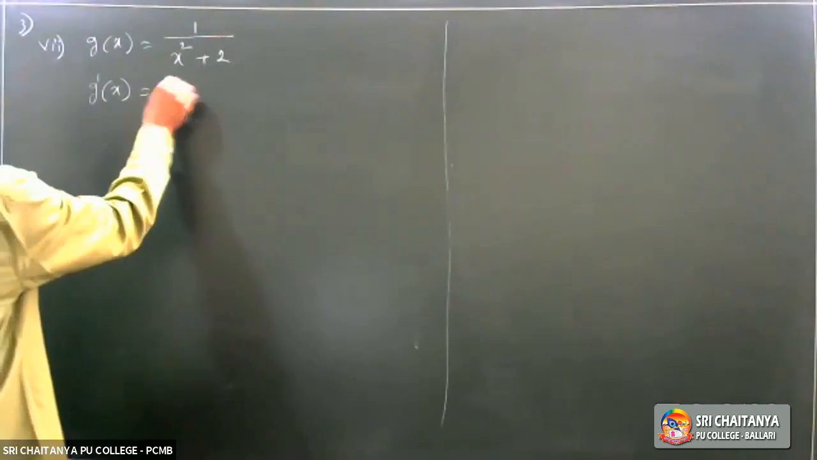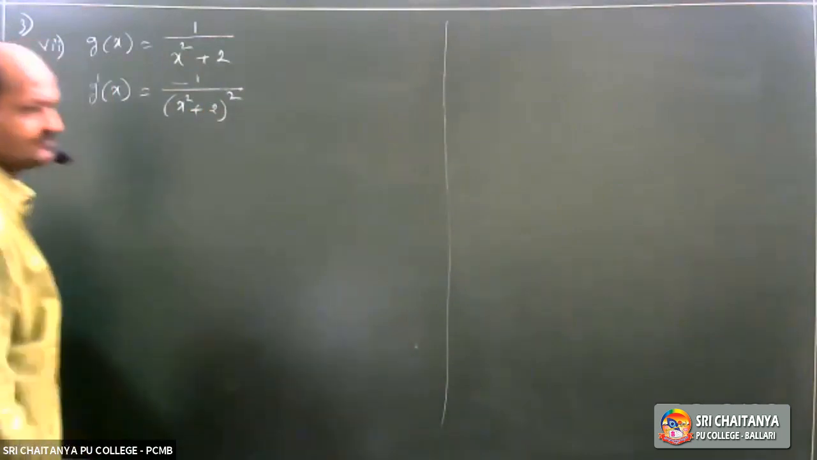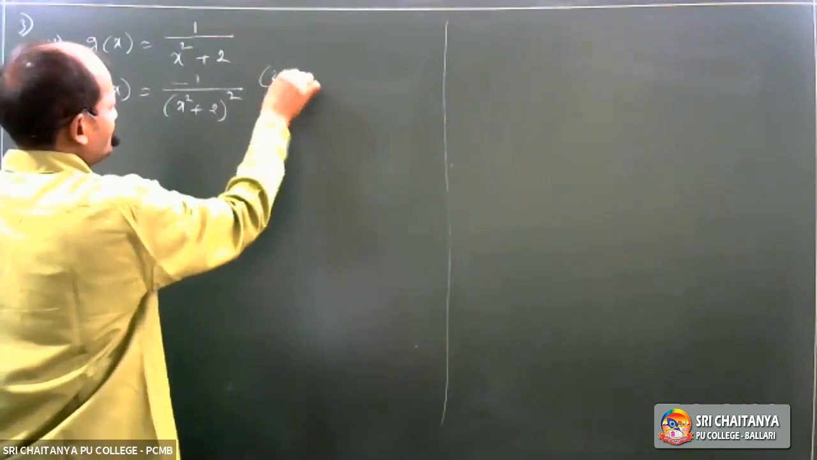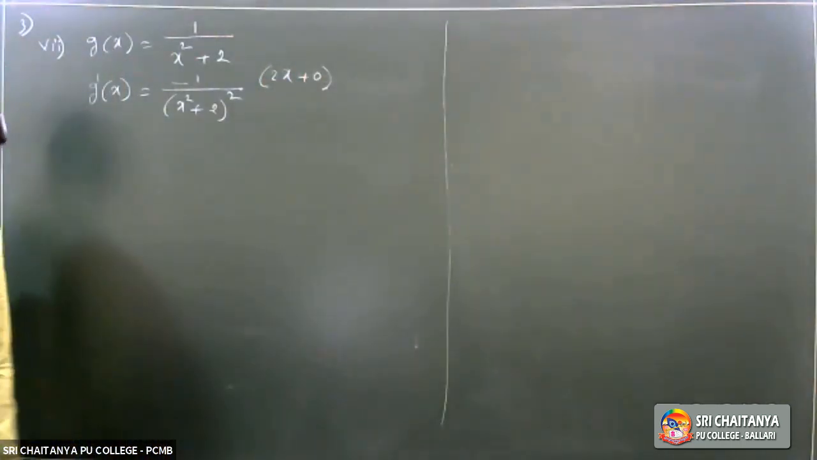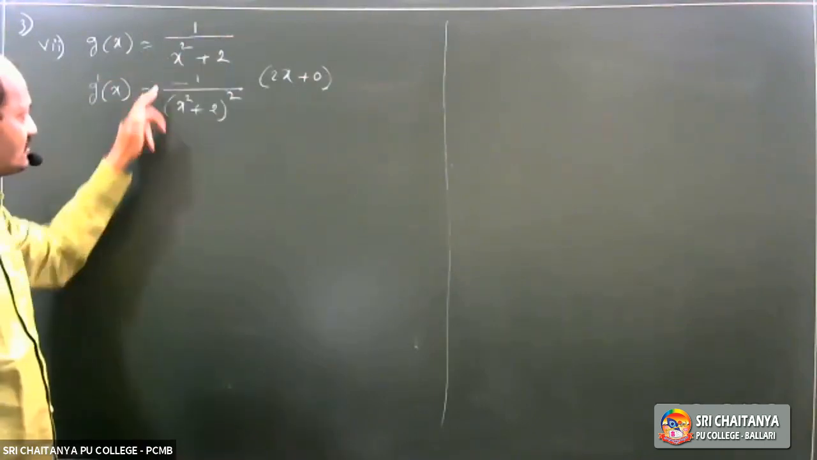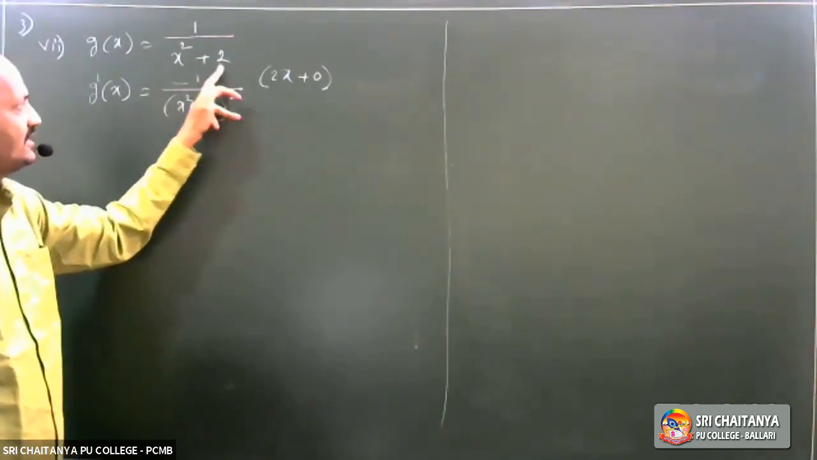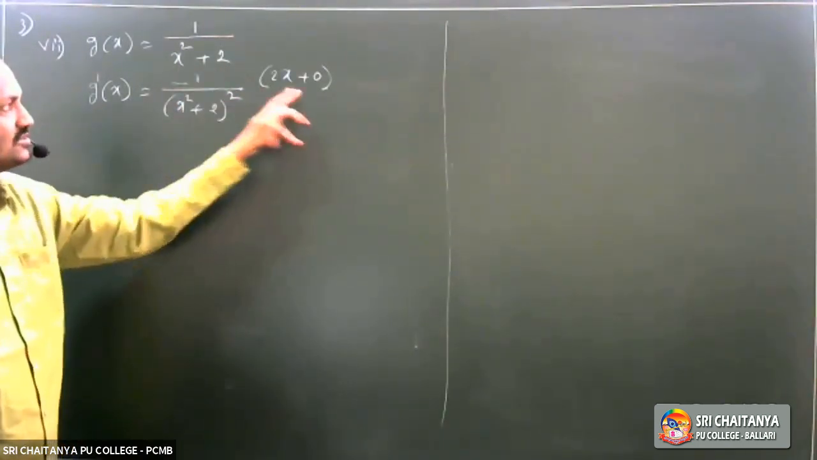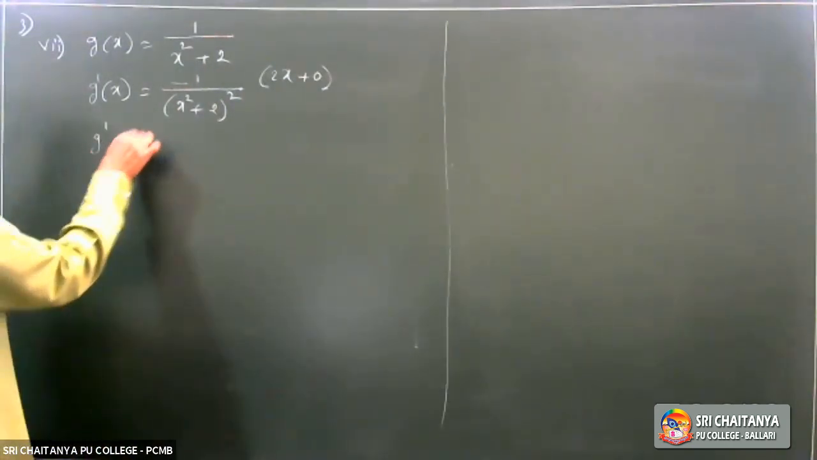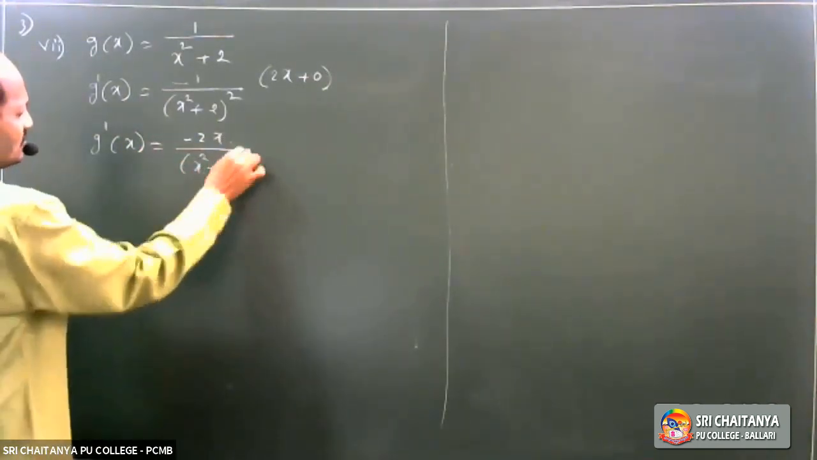So minus 1 divided by (x square plus 2) whole square into derivative of x square plus 2, that is 2x plus 0. Derivative of 1 by f is minus 1 by f of x whole square into derivative of f of x, that is derivative of x square plus 2, that is 2x plus 0. So clearly its derivative is minus 2x divided by (x square plus 2) whole square.